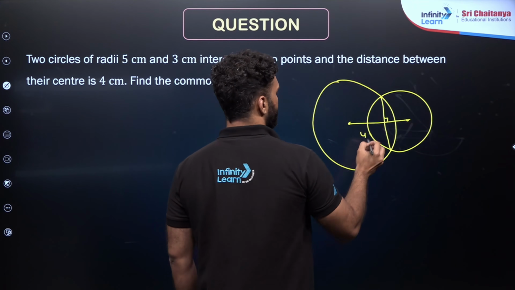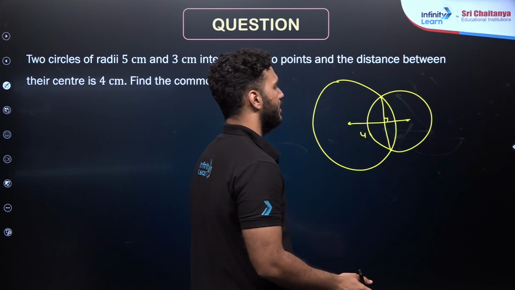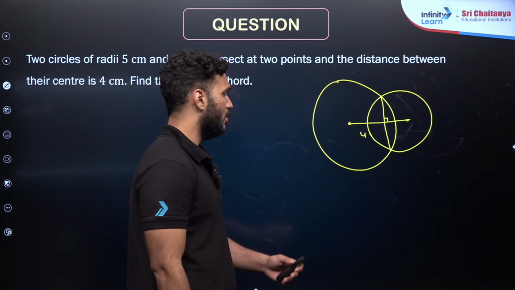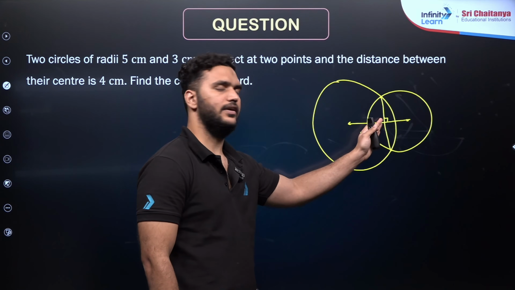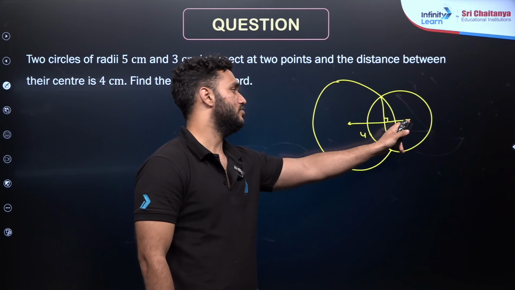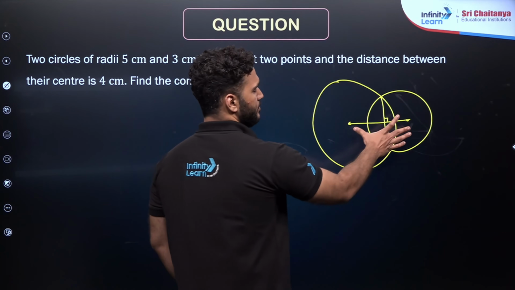90 degrees. Why? Because this line is from center to chord, and we have studied that a line from the center to the chord will meet at the midpoint of this chord, and also from the other center it will meet at the midpoint of this chord. Then this must be a single line.